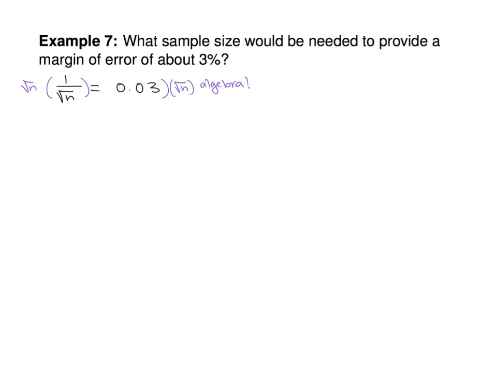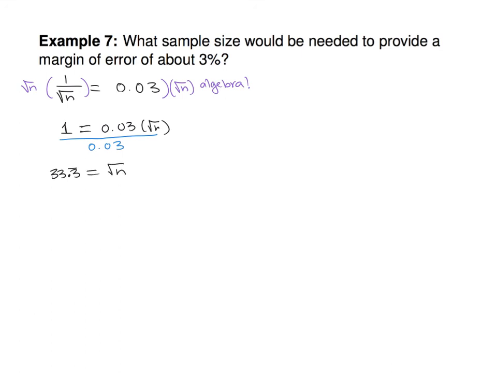So on the left side, that gives us 1. On the right side, we have 0.03, excusez-moi, times root n. Okay, next, to get the root n even more alone, you have to divide by 0.03. Okay, and that gives us 33 and lots of 3s, 33.3 repeating equals root n.